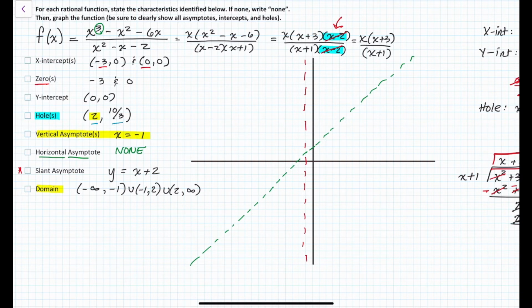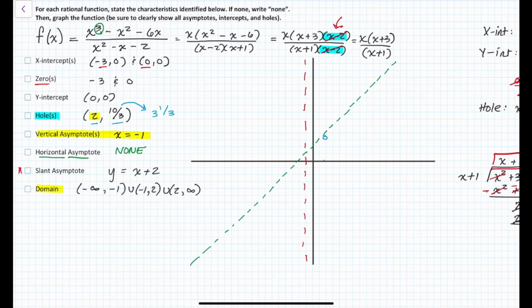And now I can go ahead and also plot the coordinate for the hole. So that occurs at the point where x equals 2 and y is 3 1/3. So let's get that. We'll draw that as an open circle on the graph, right about here, really close to that slant asymptote, but obviously doesn't really touch it. The slant asymptote value there would be 4.